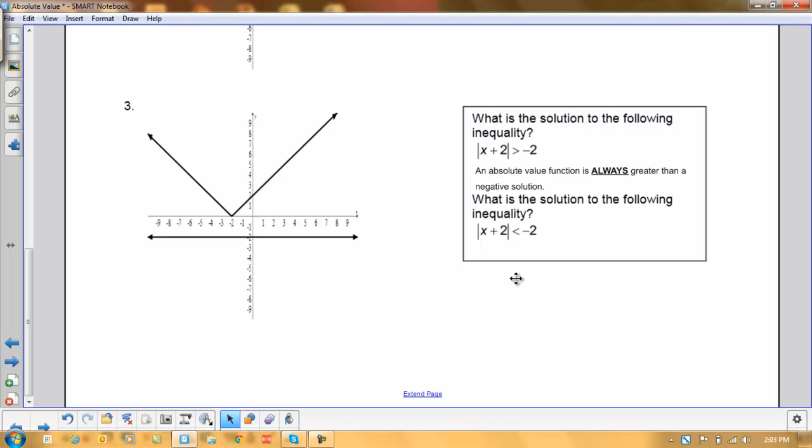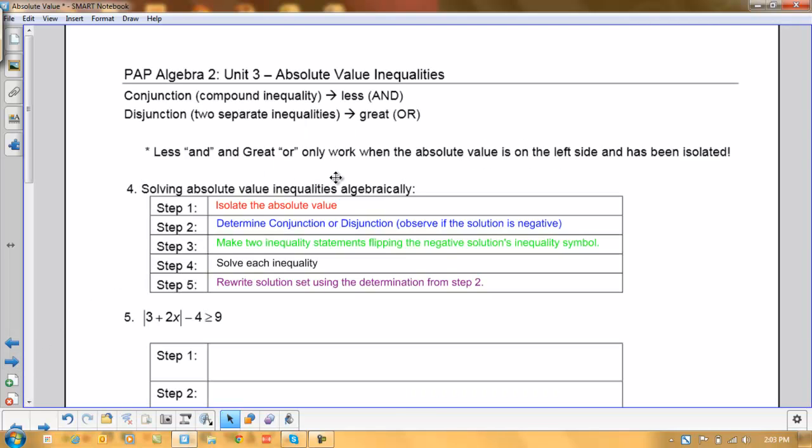What is the solution to the following inequality? The absolute value of x plus 2 is less than negative 2. The answer to that question would be no solution, because an absolute value can never be less than a negative number. So just keep that in mind moving forward, and be observant of that fact so that you can point it out and save yourself some steps in the algebra. I'll point that out again when we go through these steps here.